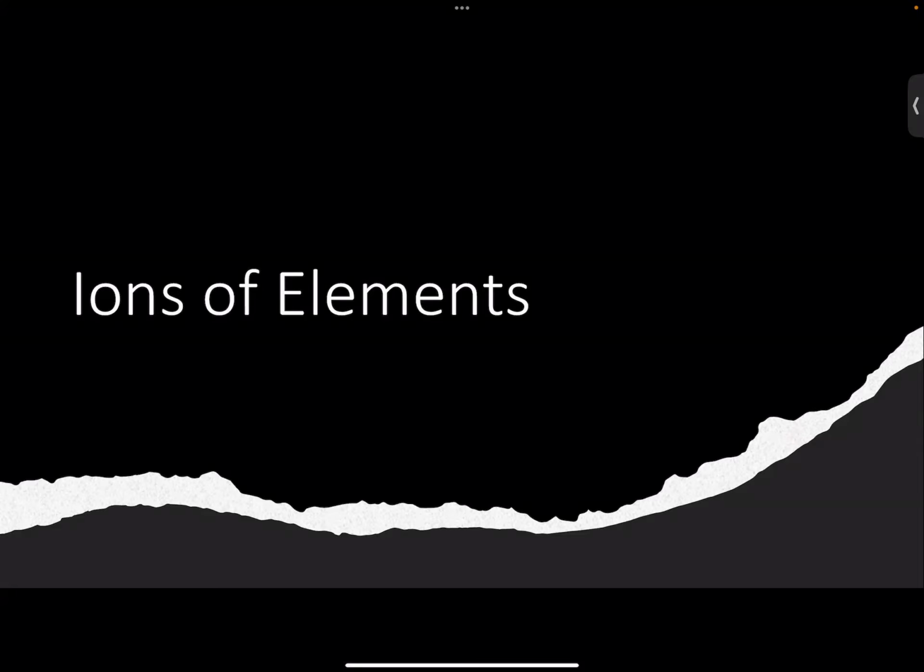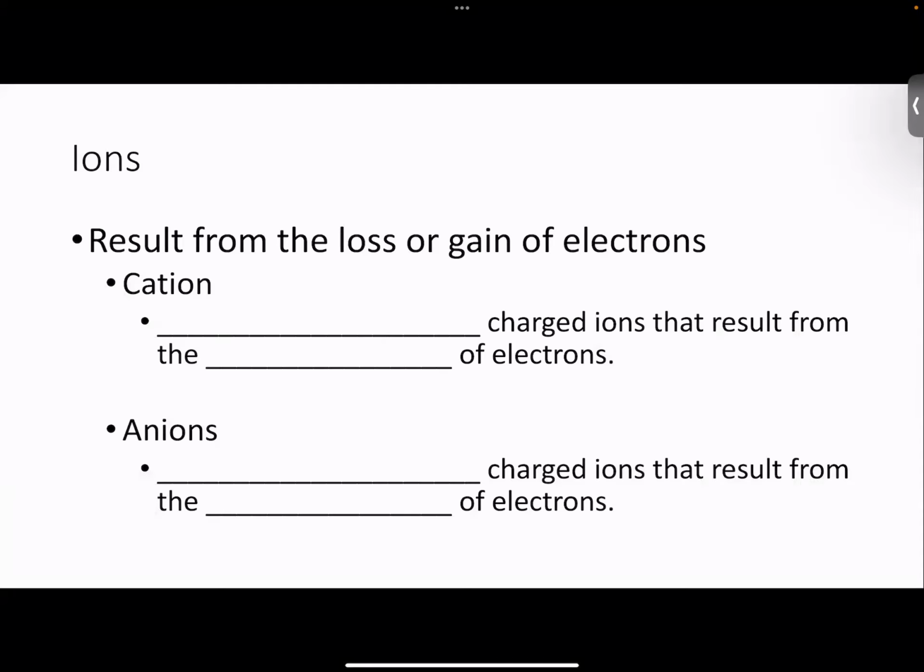Now what I'm going to do is introduce the ions of the elements. So, ions of elements are the result of the gain or loss of electrons. A cation is going to be a positively charged ion that results from the loss of electrons. And your anion is going to be a negatively charged ion that results from the gain of electrons.